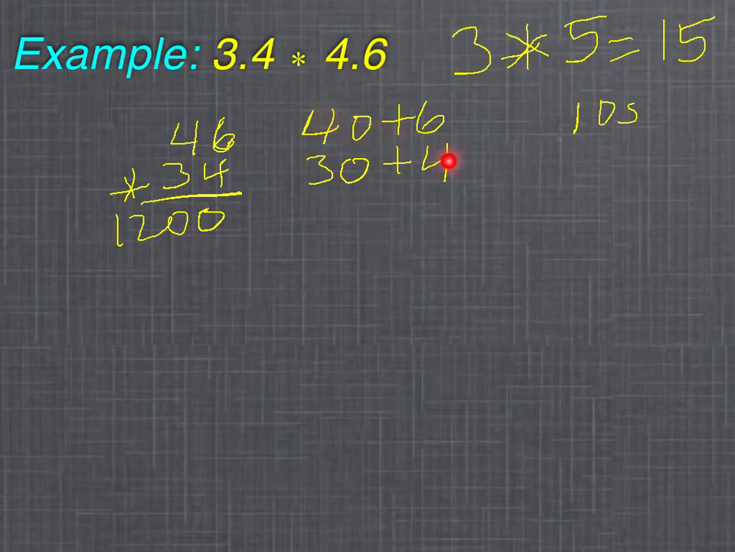Next, I'm going to stick with my 40 and go 40 times 4. 4 times 4 is 16, but then I have a 10 in there, so I have to multiply 16 times 10. I get 160. Next, since I started with my 40s, I'm going to go over to 6 now. So I do 6 times 30. 6 times 3 is 18, but it's 6 times 30, so 18 times 10 is 180.